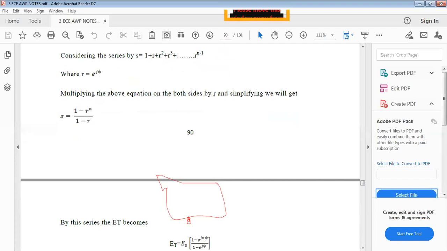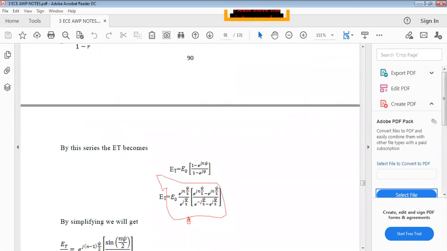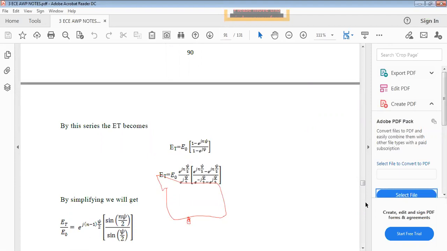Then if we do the same, no problem. We get the same expression here. So Et equals E naught into 1 minus e power j n psi by 1 minus e power j psi. The same expression we got from the n element uniform array. It is not mentioned as either broadside or end-fire. That is the same expression we got again. So Et equals E naught into sin n psi by 2 by sin psi by 2, but e power j of n minus 1 into psi by 2 is the phasor.